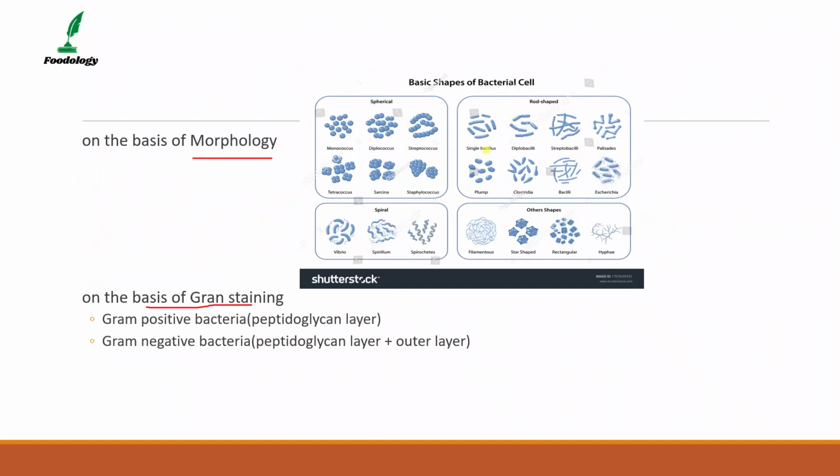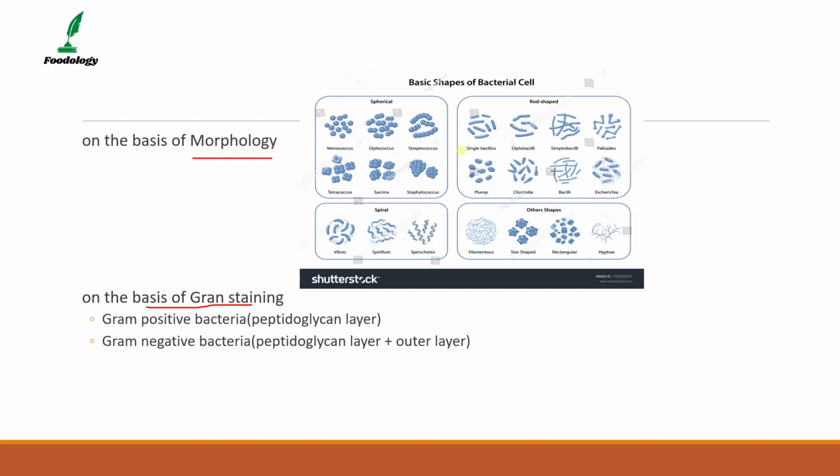Then on the basis of morphology, we have spherical, we have rod shape, we have spiral, we have other shapes. These are certain shapes that you can see over here. For spherical, we have monococcus, dicoccus, streptococcus, staphylococcus, all these are there. So monococcus, only a single spherical structure. Dicoccus, you have two spherical structures. Streptococcus, you have a strand of coccus structure. You have staphylococcus, an arrangement which is similar to grapes.